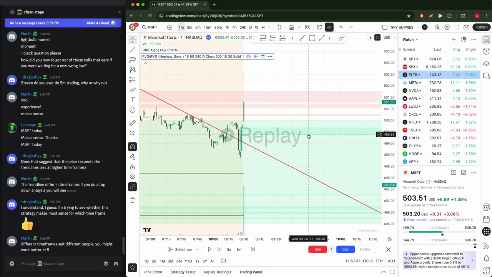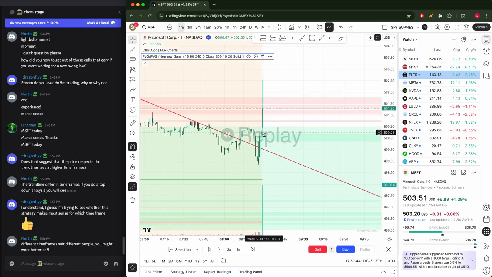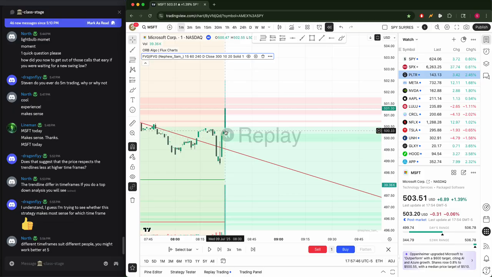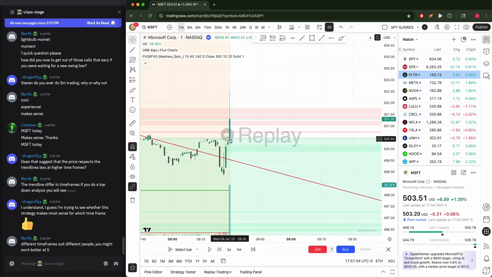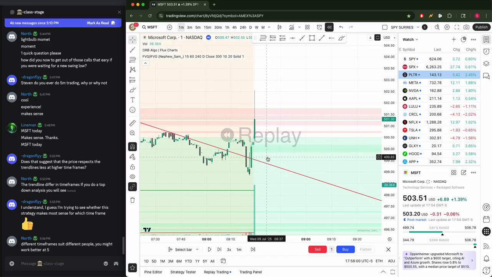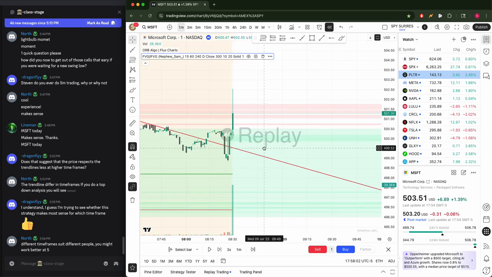Okay, right here, right before open, we got a drop into the downtrend line, and then you see, this is 8:30, right? Right at open here, it broke the candle right here, right? So if you want to be risky, you can enter calls right at open with a stop loss below this red line. I don't understand the premium pricing action on how options move for Microsoft.